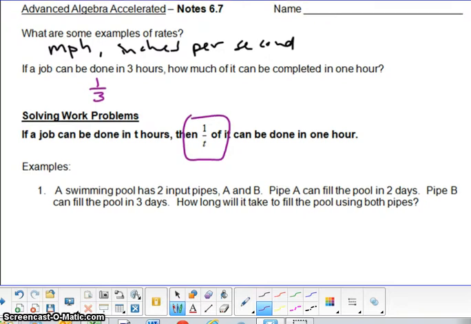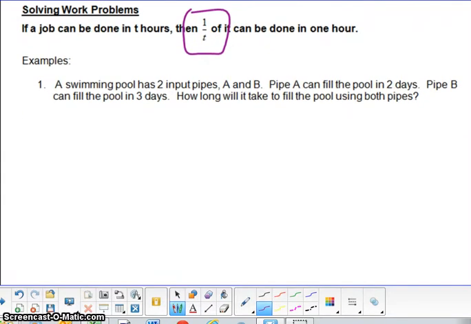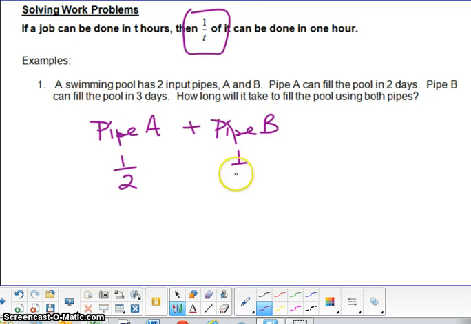Okay, so then if we have a swimming pool, it has two input pipes. Pipe A can fill the pool in 2 days, and pipe B can fill it in 3 days. So how long will it take to fill the pool using both? Okay, so the first one, pipe A can get the job done in 1/2. So basically, this is saying how much can he get done in 1 day. He can get half the job done in 1 day. And then pipe B can get a third of the job done in 1 day.